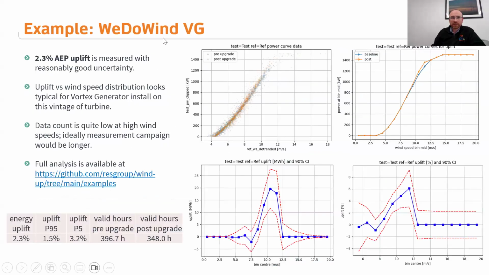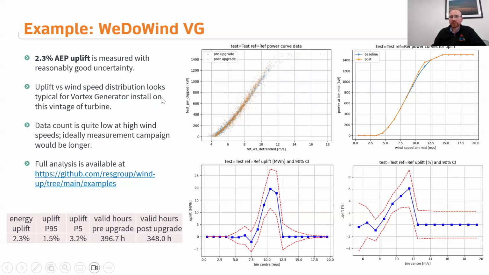So the first one I'm showing is the VG example. Just cutting straight to the answer, we think the AEP uplift is about 2.3%, and the uncertainty is reasonably good. In this table down here, I'm showing a 90% confidence interval, and I remember the 1 sigma uncertainty is only about 0.5%. So even the P95 is quite a strong uplift.